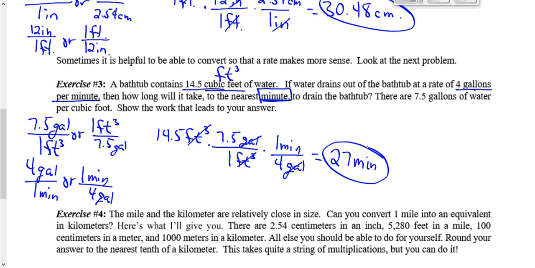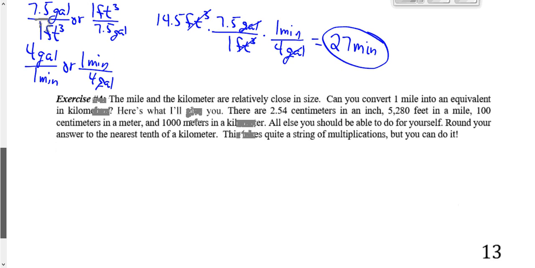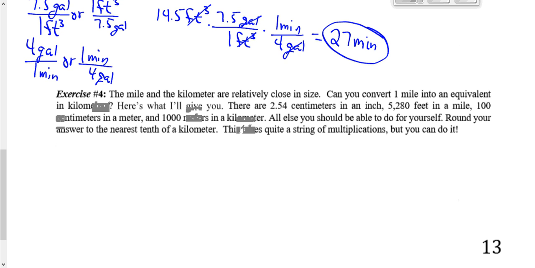All right, let's look at a messier one. There's no way we're going to be able to do this with proportions. I suppose you possibly could, but hang on. So number 4, miles and kilometers. Which one's bigger? Anybody know? Kilometers? Miles. Miles.